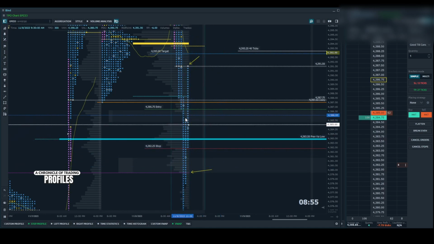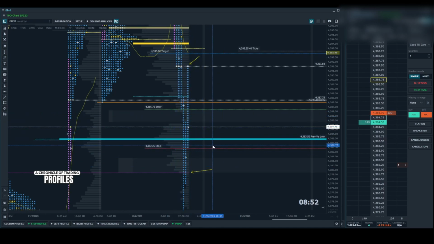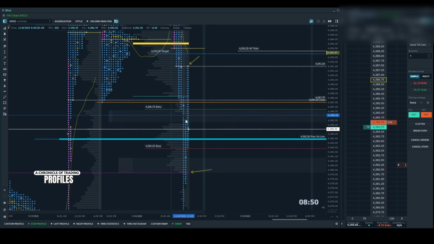You can see right there it starts to bounce, starts making its way back up. I need to get through that low volume node again and get back up over the overnight low, which is that orange line.